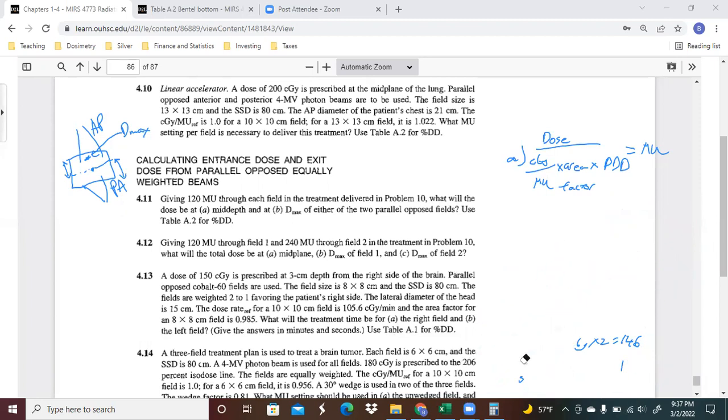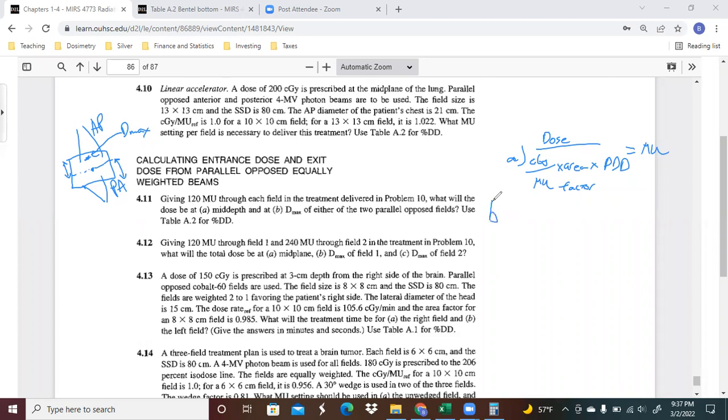Now, I could look at the front and 1 cm in, because that's going to be your maximum depth here for 4MV. So you could look at 1 cm in from the anterior, or you can look at it from the posterior. It doesn't matter. You'll come up with the same answer either way. So let's go to our equation again.